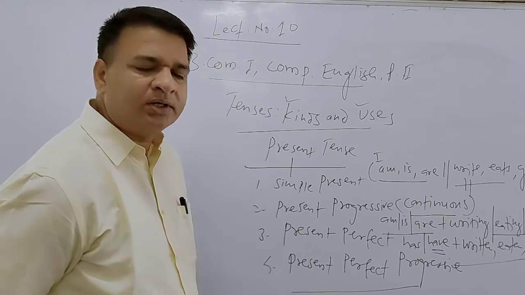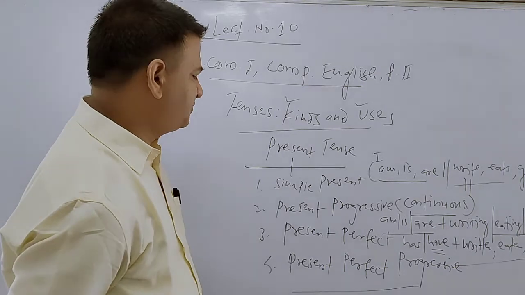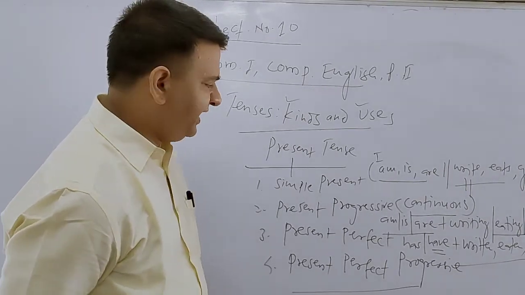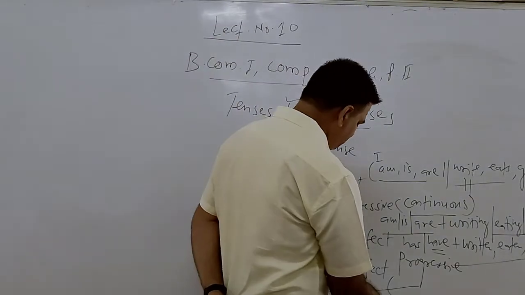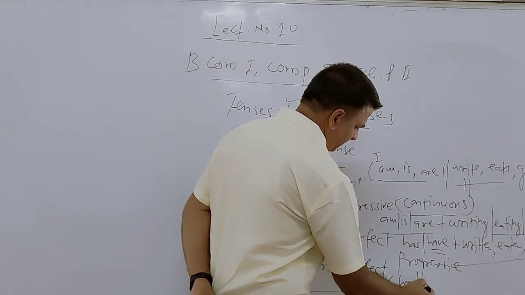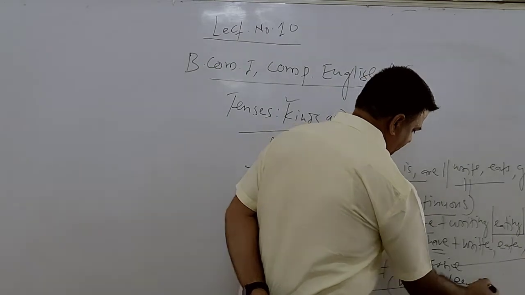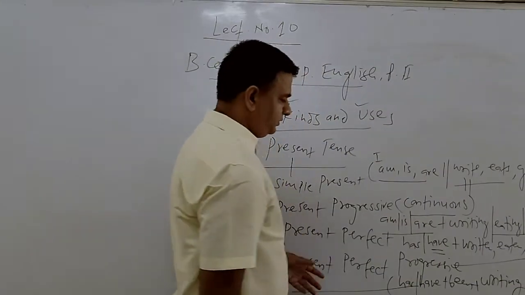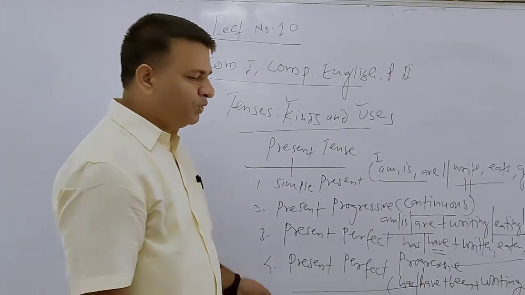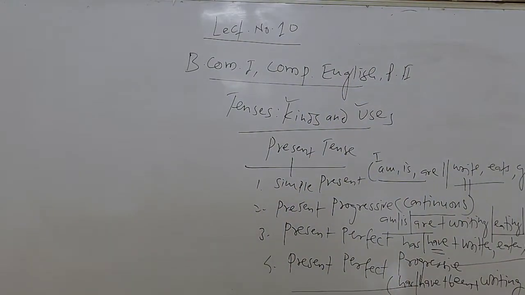And then present perfect progressive. In the case of progressive we use been, and in the case of perfect we use has and have, and progressive means ing. This is the class name 4. We use has and have plus been plus verb-ing, alright.